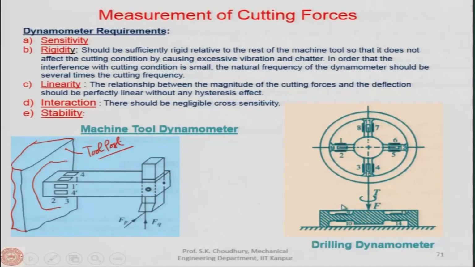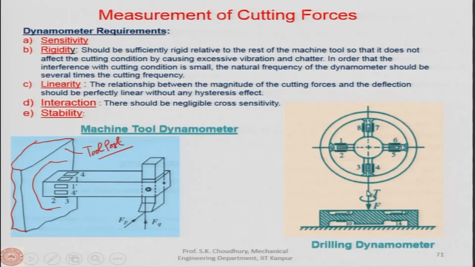Okay. Now, here you can see the ring type structure that we have seen, and this is the inside view of the dynamometer, which is used for measuring the forces in drilling. Now, coming back to the machine tool, for the dynamometer of turning, these are the forces which are typical for turning: the thrust force and the cutting force. So, these forces are different from the drilling forces.